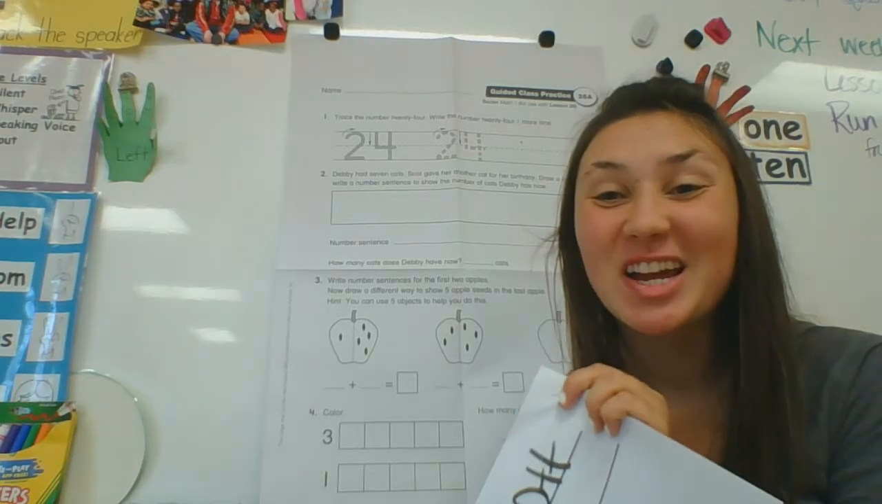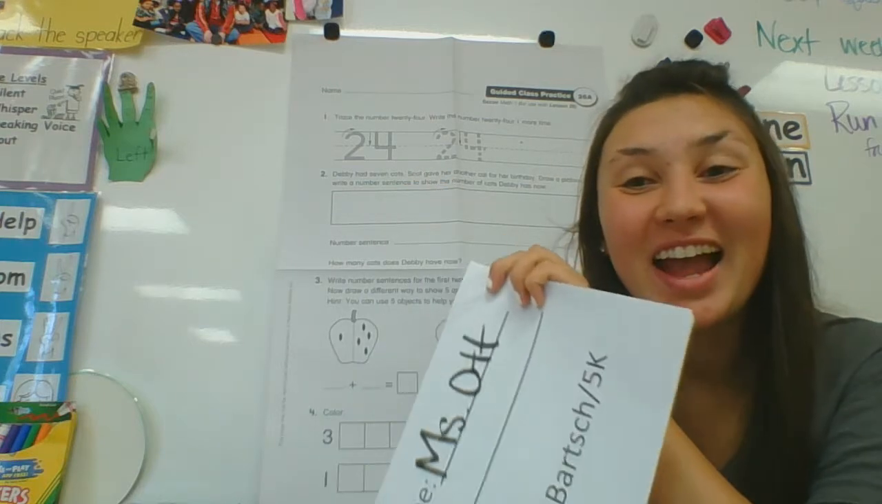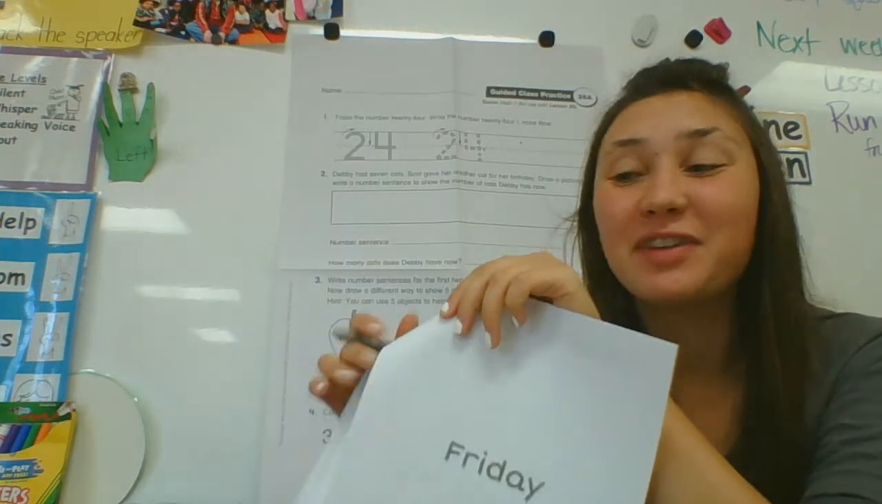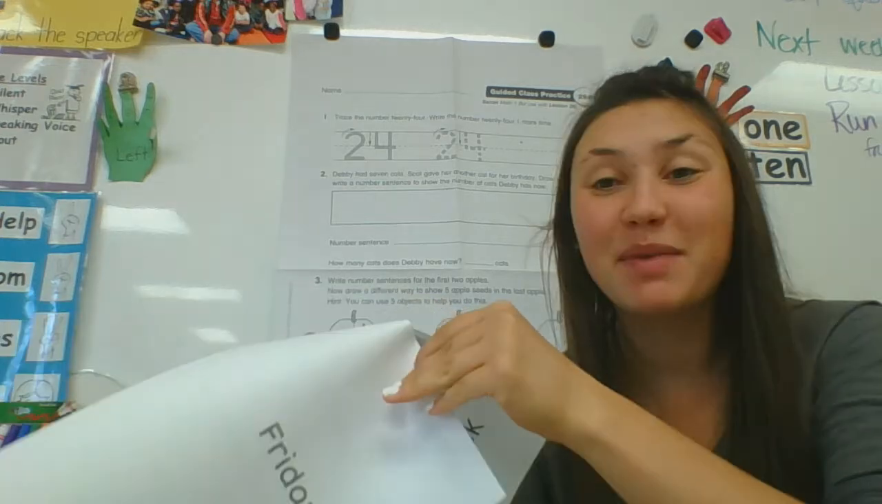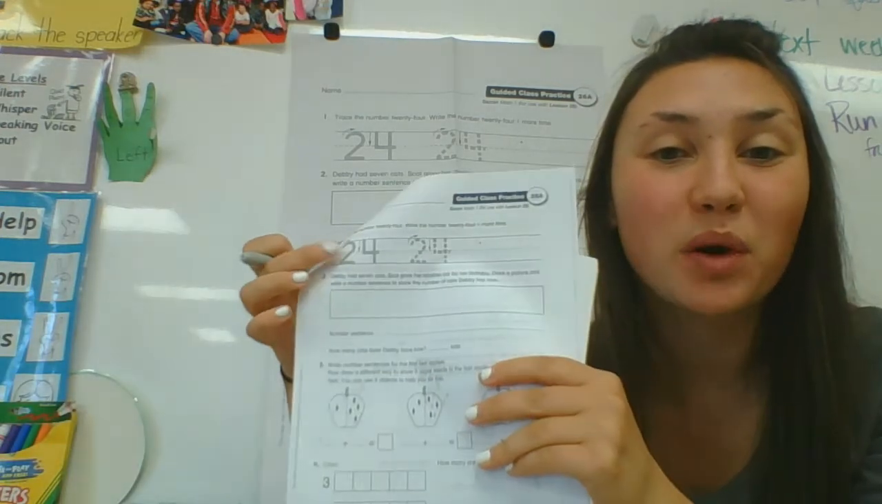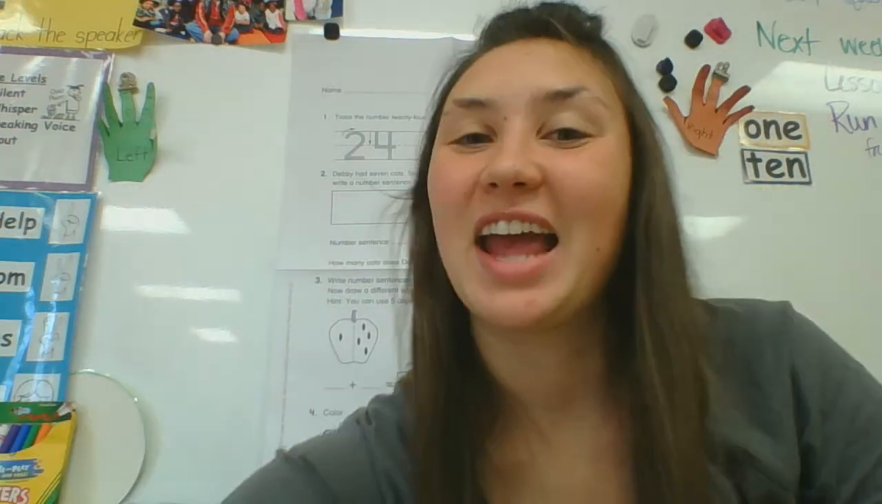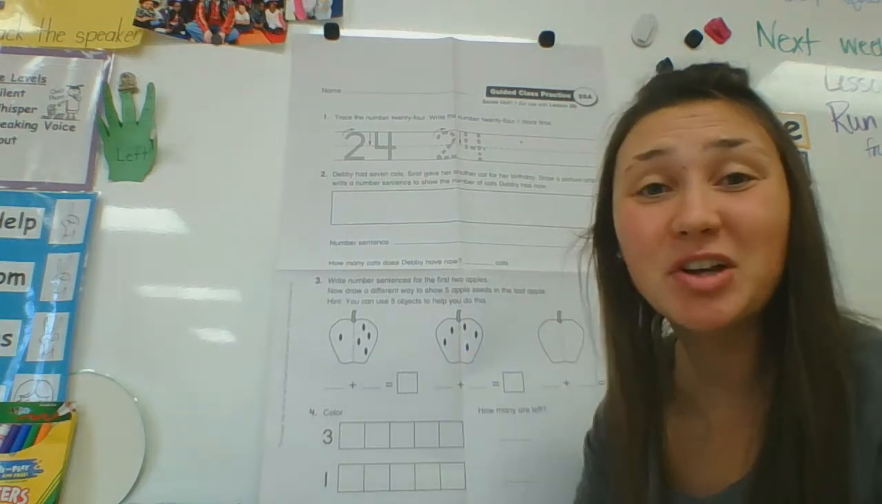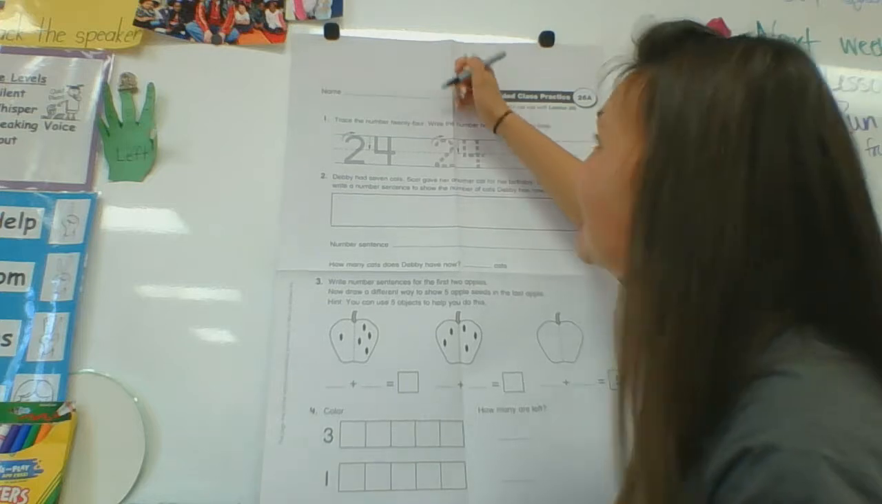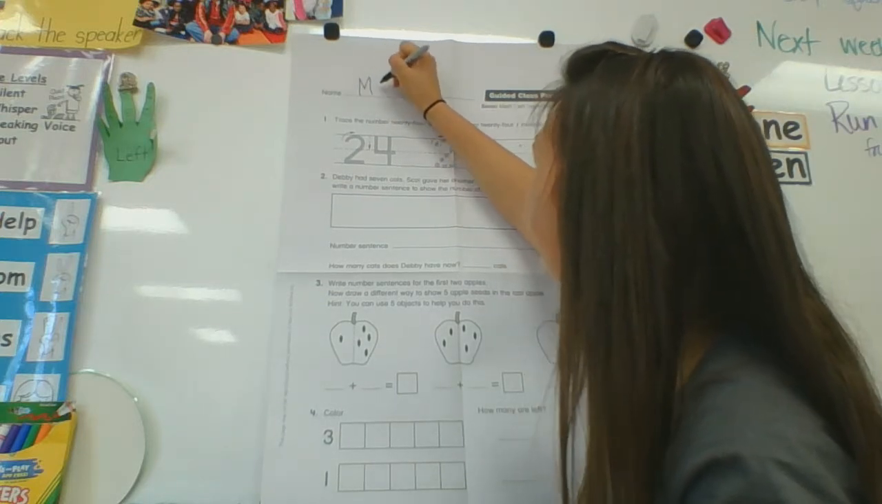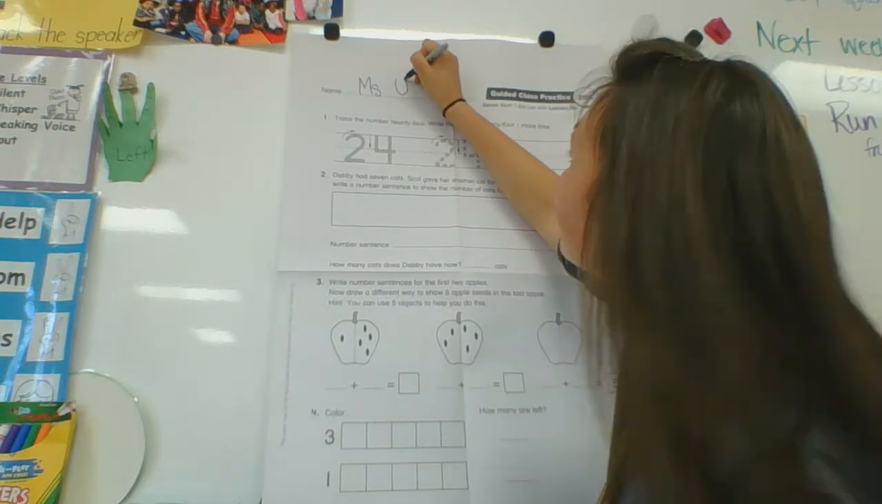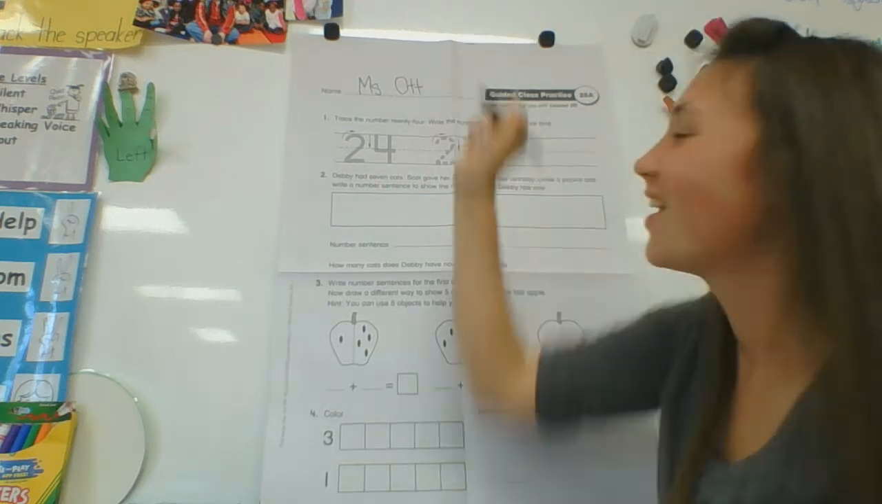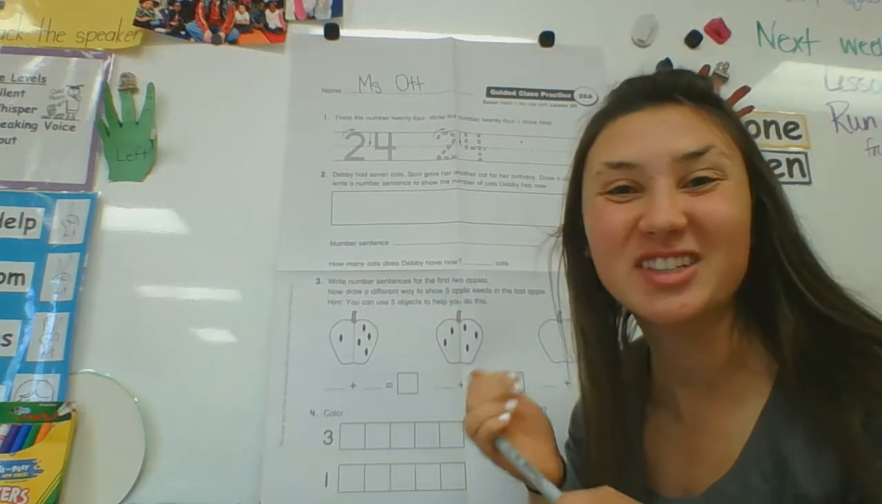All right, boys and girls, you can grab your packet and go to Friday to find our last math worksheet of the week. It is the one that starts with 24. So you can find that and grab a pencil and crayons. You'll need both of those for this worksheet. Once you have those items, you can go ahead and write your name at the top, like we always start with. Once you have your name at the top, we're ready to start.